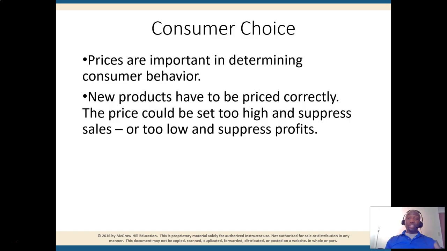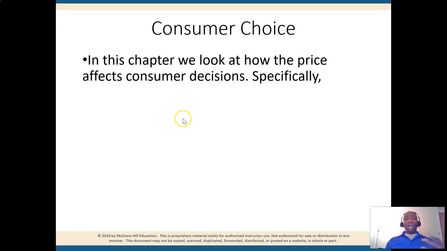So you want to make sure that the price is correct. Because if the price is too high, nobody's going to buy. If your price is too low, then you're going to lose money. So you have to figure out a way as a business to set up the correct price. And so in this chapter, we'll look at how the price affects consumers' decisions, because depending on the price, as a consumer, you are going to make choices.